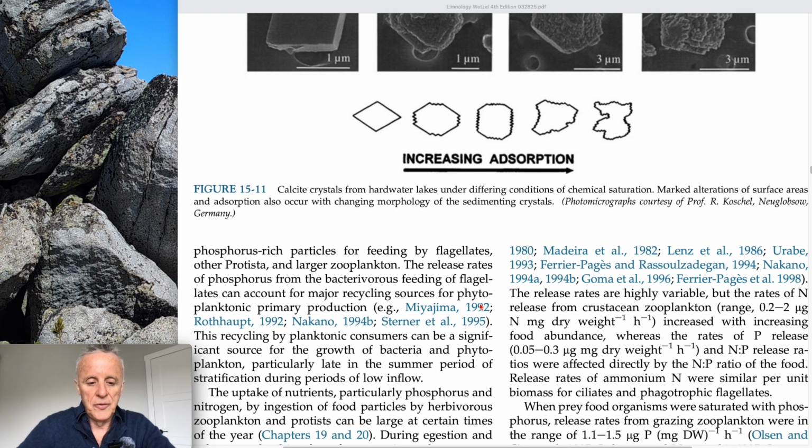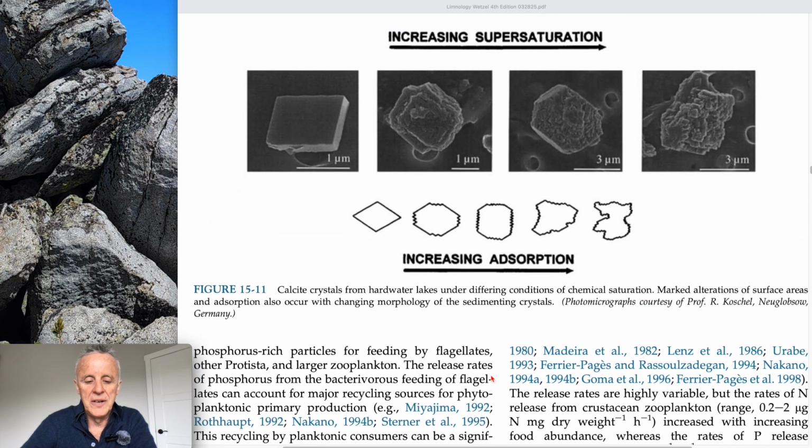The release rate of phosphorus from the bacterivorous feeding of flagellates can account for major recycling sources for phytoplanktonic primary production. This recycling by planktonic consumers can be a significant source for the growth of bacteria and phytoplankton, particularly late in the summer period of stratification during periods of low inflow.